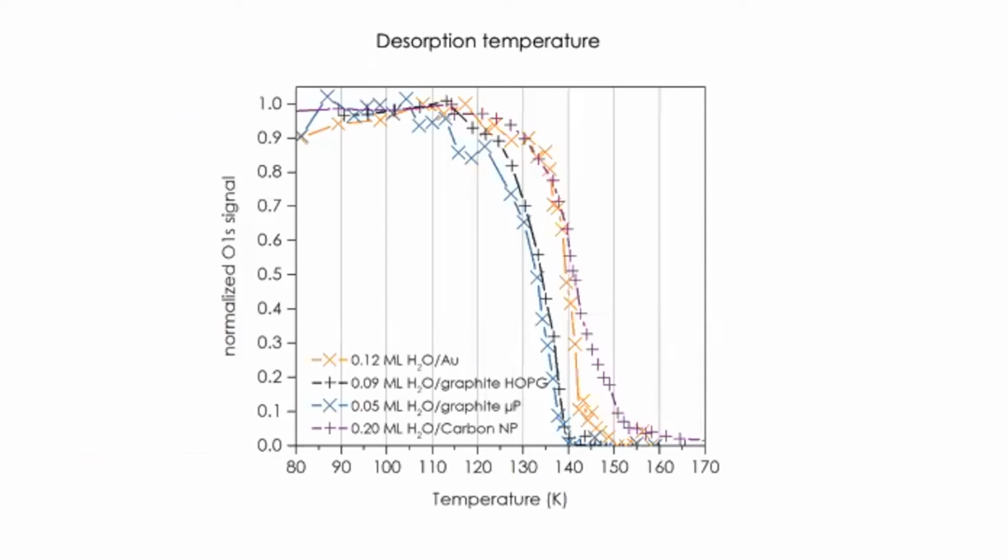Last important result, I think, is the fact that when you warm a flat surface like gold or graphite onto which you have condensed water ice, or graphite microparticles or nanoparticles, the desorption temperature is the same. It means that even if there is less water condensed on it, the binding energy is the same. So it means that the snowline temperatures do not depend on the size of the grain.